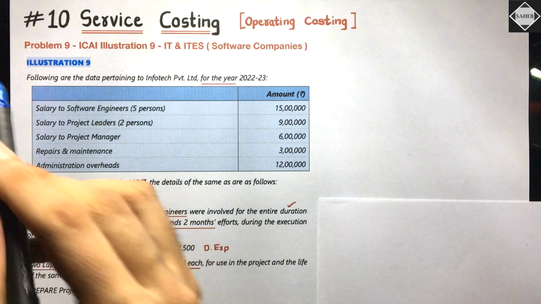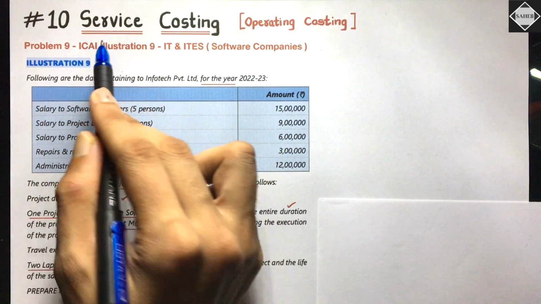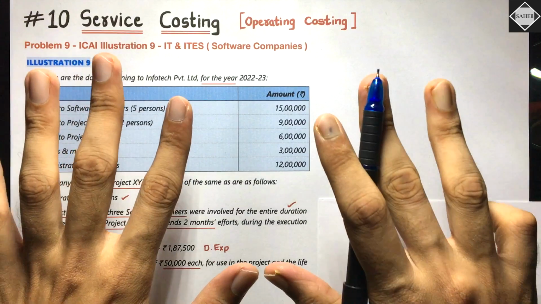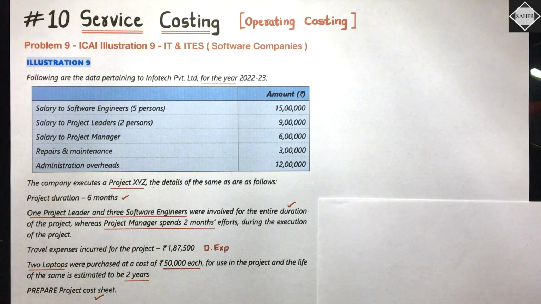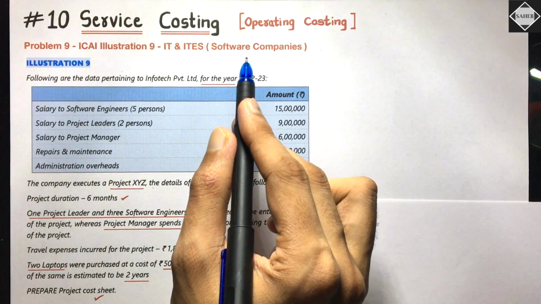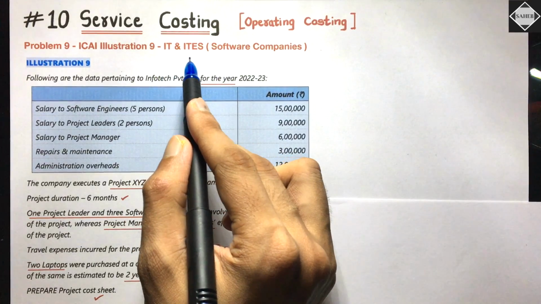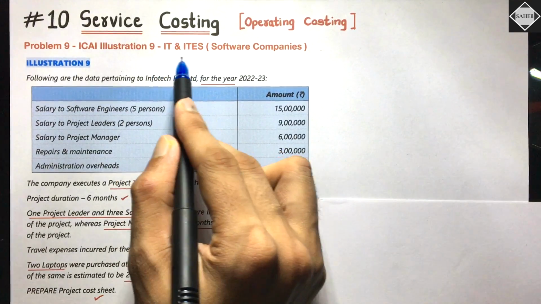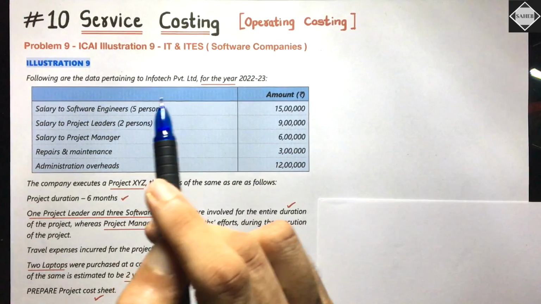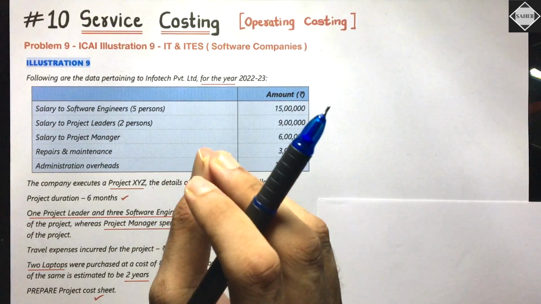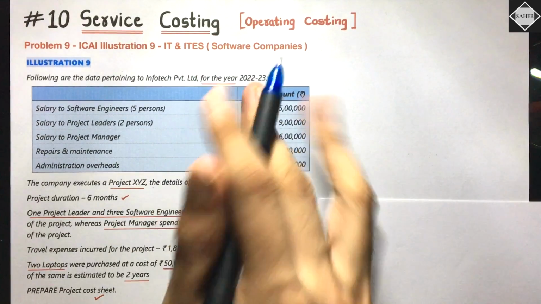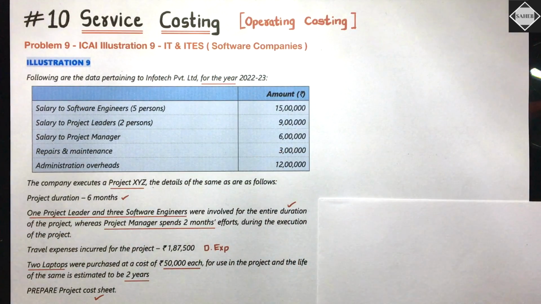Today in this 10th video of the service costing chapter, we are going to solve our 9th problem, and the question is based on a software company, IT and ITES, information technology and information technology enabled services. We have to understand a little bit about how the IT industry works, and then we'll come back and see the question in detail.